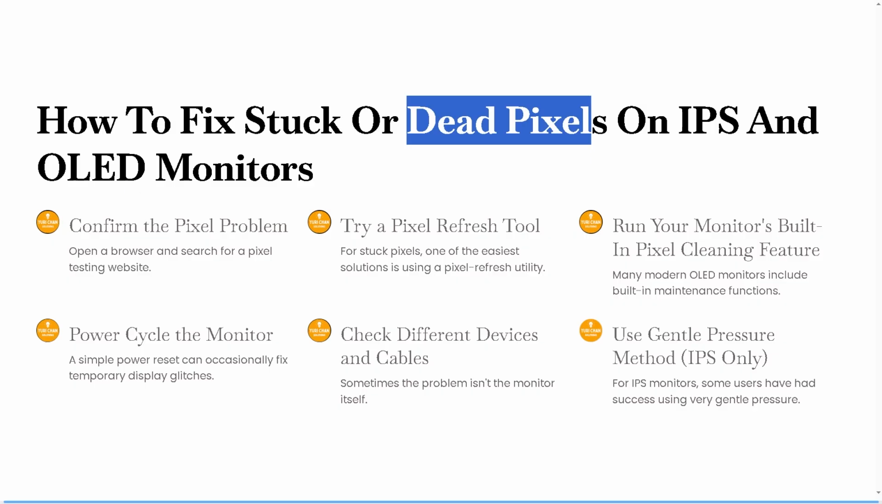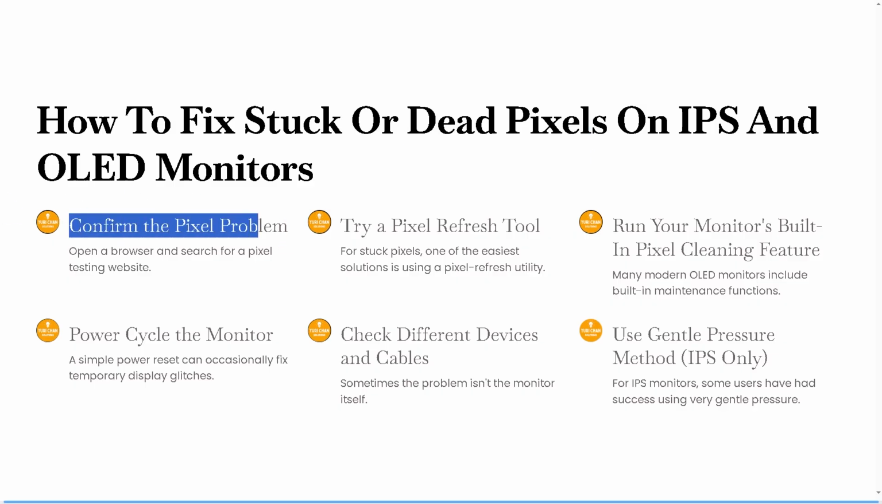Now, the first thing that you need to do is confirm the pixel problem. So open a browser and search for pixel testing websites. There are so many pixel testing websites available online. Many free tools display solid colors such as red, green, blue, white, black. All you have to do is view each color in full screen and inspect the affected area. If the pixel changes color occasionally, it's likely a stuck pixel. If it remains black on every color screen, it may be a dead pixel.